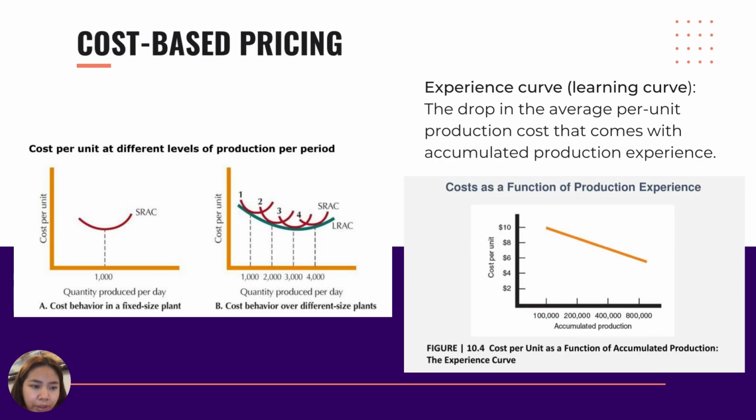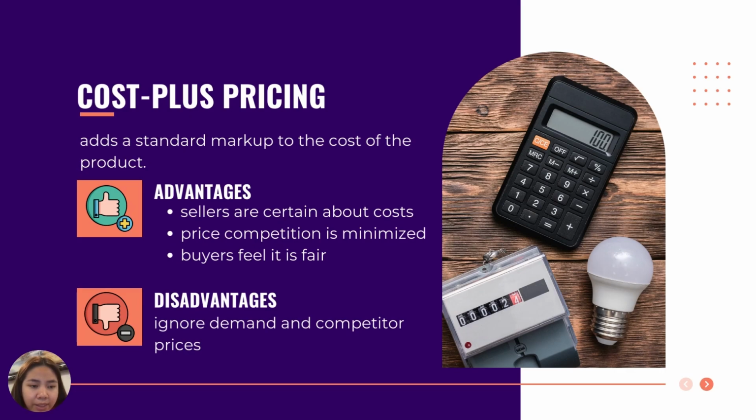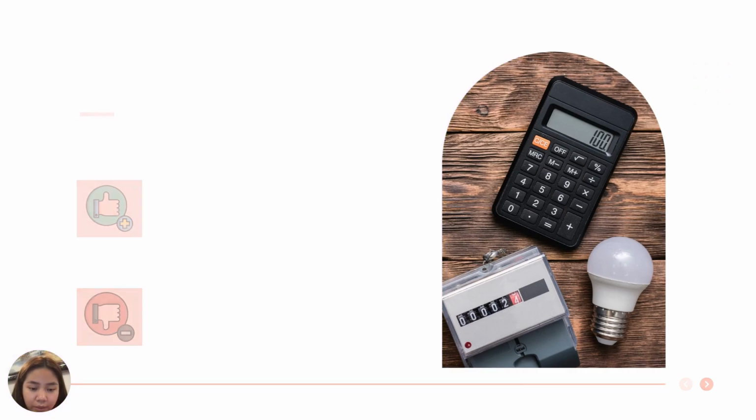Our two figures talk about cost-based pricing. The first is the cost per unit at different levels of production per period, and the cost as a function of product experience. The experience curve means the drop in the average per-unit production cost that comes with accumulated production experience. Next is cost-plus pricing, which adds a standard markup to the cost of the product. It also has advantages and disadvantages. In the advantages, the seller is concerned about cost, price competition is minimized, and the buyer feels it is fair. However, it ignores demand and competitor prices.